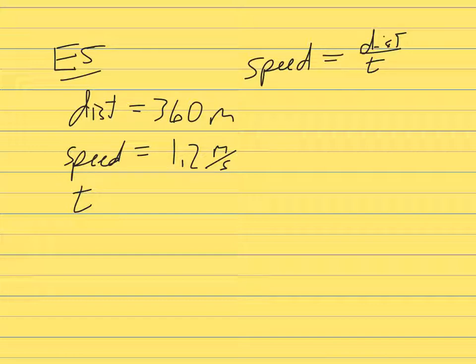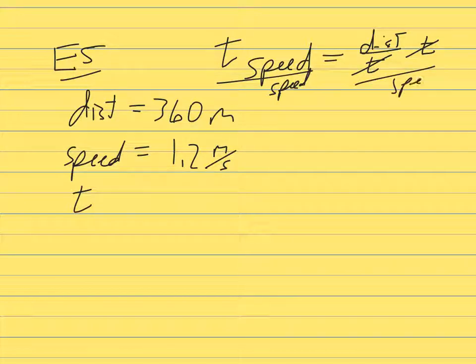We want to take this equation and solve it for time. So I'm going to multiply time up to the top, so the time is going to cancel out. I'm going to divide by speed, and speed divides out. We're left with time on the left-hand side of our equation, and on the right-hand side, distance divided by speed. We know the distance and we know the speed, so we can solve for the time.